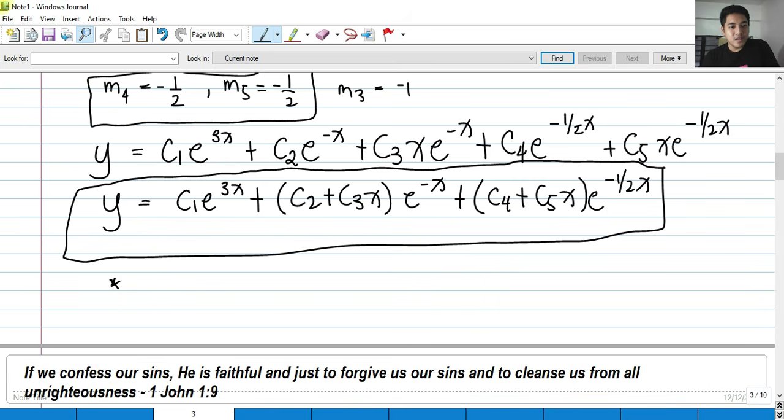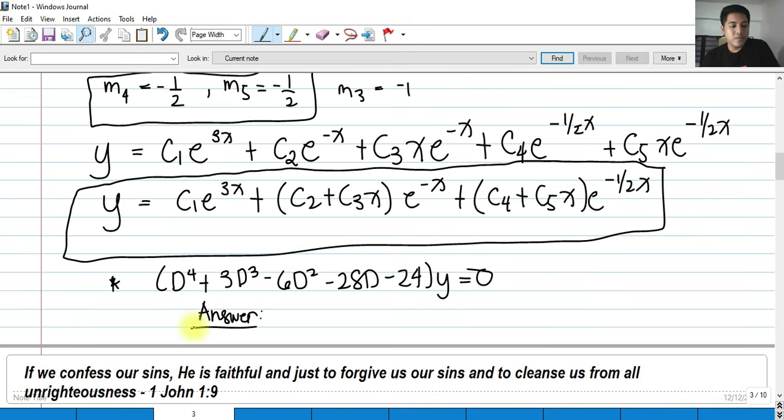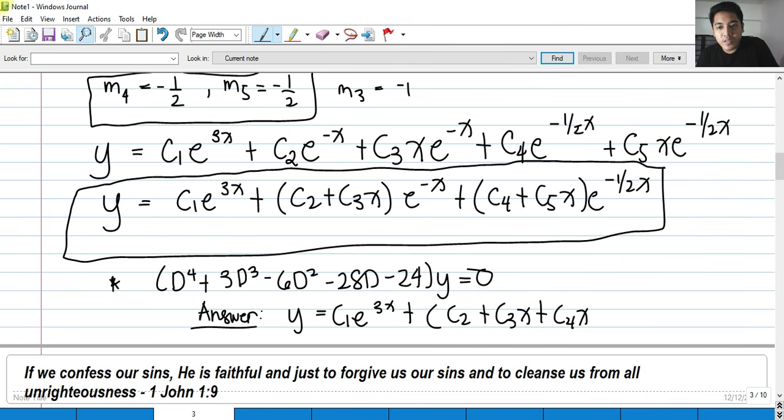So I have an exercise for you. You can answer this, and I will be giving you the answer, of course, for you to verify if you are going to get the correct answer. So this one is for you. This is number 24. And the answer is, I'll give you: y is equal to c sub 1 e raised to 3x plus quantity c sub 2 plus c sub 3 x plus c sub 4 x squared, e raised to negative 2x.